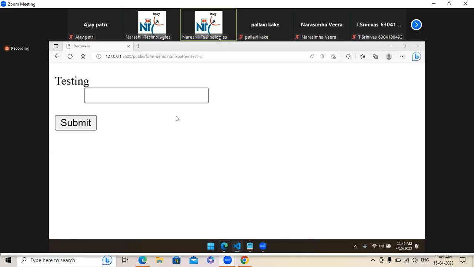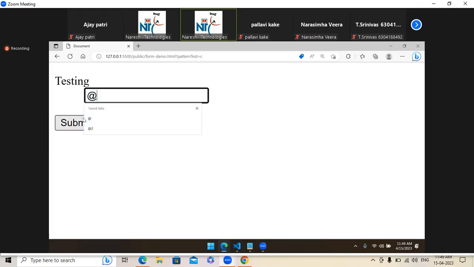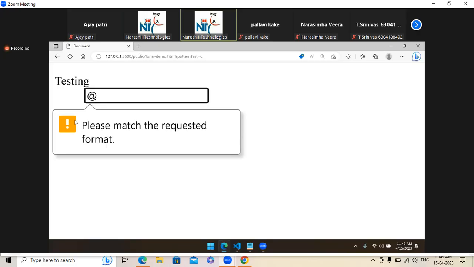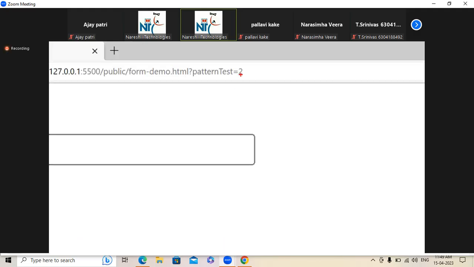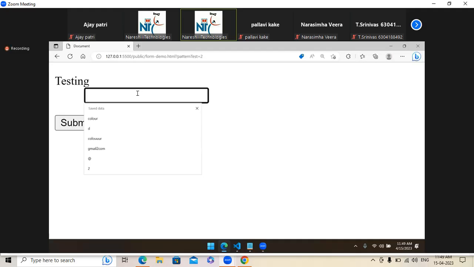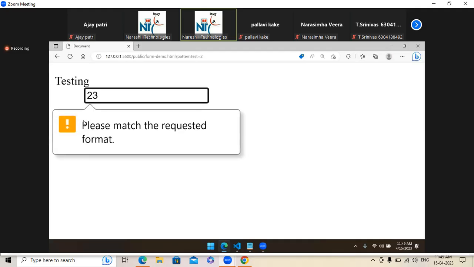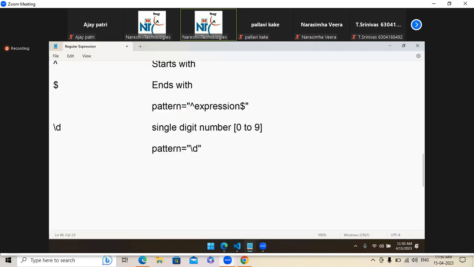Then you can see now I entered an alphabet, not allowed. Lowercase not allowed. So they are not allowed. Suppose a symbol, not allowed. Symbol also not allowed. Only a number is allowed. It is submitted. Only a number can be submitted. And one digit only. I entered 23, not allowed. Only a one digit number is allowed. Suppose if I write this, this is a single digit.